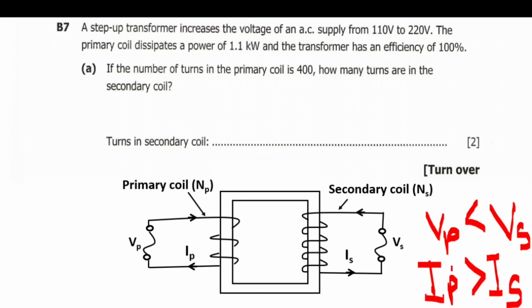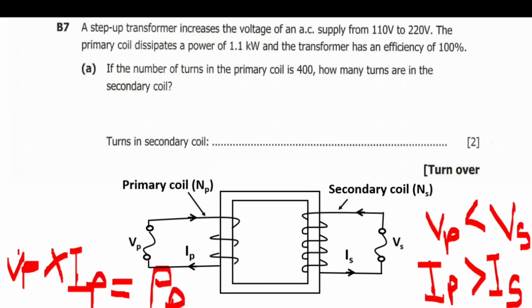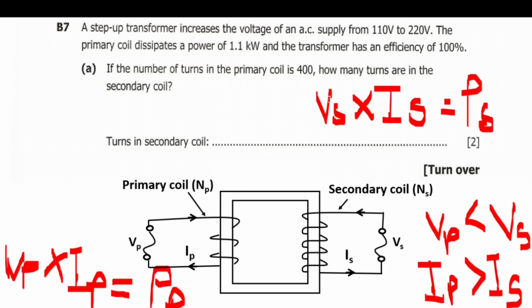So when you multiply voltage in the primary times current in the primary, you get the power in the primary. Again, voltage in the secondary times current in the secondary must give you power in the secondary. Now, for a transformer like this one, where the primary coil dissipates a power of 1.1 kilowatts and the transformer has an efficiency of 100%, it means that power input is equal to power output, or power into the primary is equal to power into the secondary.